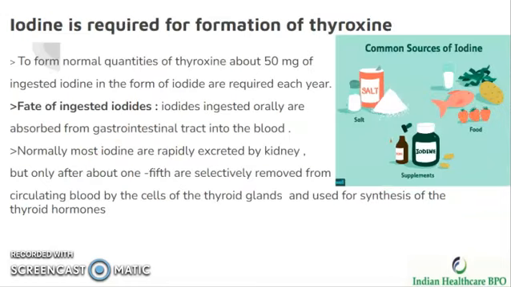Then iodine. Iodine is required for formation of thyroxine. To form a normal quantity of thyroxine, about 50 mg of ingested iodine in the form of iodide is required each year. Fate of ingested iodides: iodides ingested orally are absorbed from the gastrointestinal tract into the blood. Normally, most iodine is rapidly excreted by the kidney. Only one-fifth is selectively removed from circulating blood by the cells of the thyroid gland and used for synthesis of thyroid hormones.